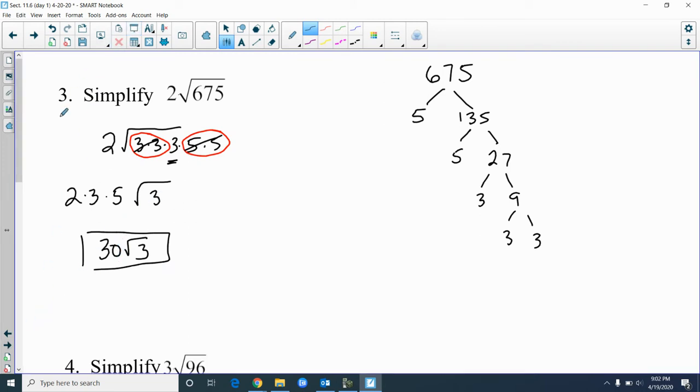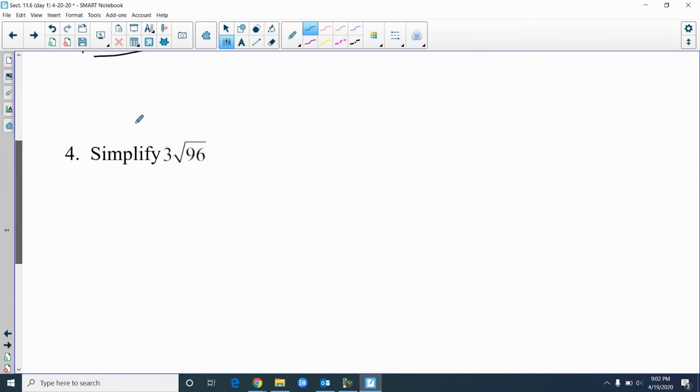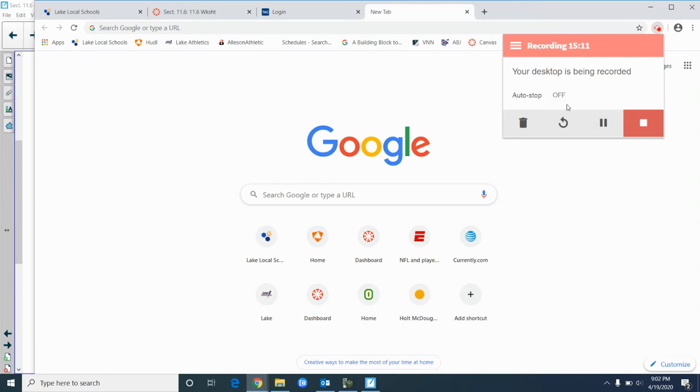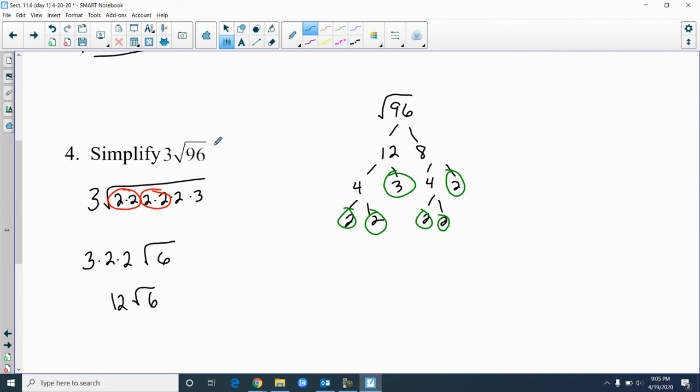All right, why don't you try the next one? 3 square root of 96. Let me pause it while you do that. Okay, hopefully you got 12 radical 6. Here's square root of 96. I did 12 times 8. You could have done something different. You could have done 6 times 16, 32 times 3, or 2 times 48.